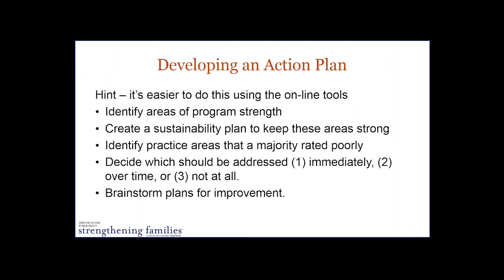Now, once you've completed the self-assessment, you can develop an action plan. And I will say this is very easy to do using the online tool, and Tori is going to demonstrate that in a few minutes. But the idea, which you can also do with a paper copy of the self-assessment, is to identify some of your areas of strength and create a sustainability plan for keeping those areas strong, and then to identify practice areas that were rated poorly, either by the majority of your participants, of your team, or in a consensus version, and decide whether, or pick things that should be addressed, whether they should be addressed immediately, over time, or not at all, and brainstorm some plans for improvement.